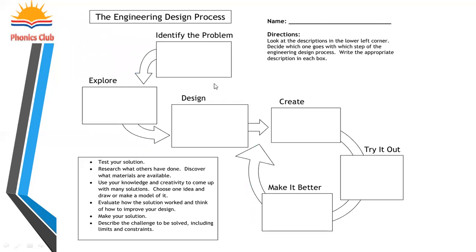ये आपको असाइनमेंट में करना है, मैंने वहां मेंशन किया हुआ है तो यहाँ से आप इसको स्क्रीनशॉट लेके अपना इसको बना सकते हैं इजीली. The engineering design process: identify the problem, explore, design, create, try it out, make it better. Test your solution, research, and the rest of the things are directions. Look at the description in the lower left corner. Then test your solution and decide which one goes with the step of the engineering design. Write the appropriate step in this. यानी आपने यहाँ से चूज करके सब यहाँ लिखने हैं एंड देन आपने पोस्ट करना है.